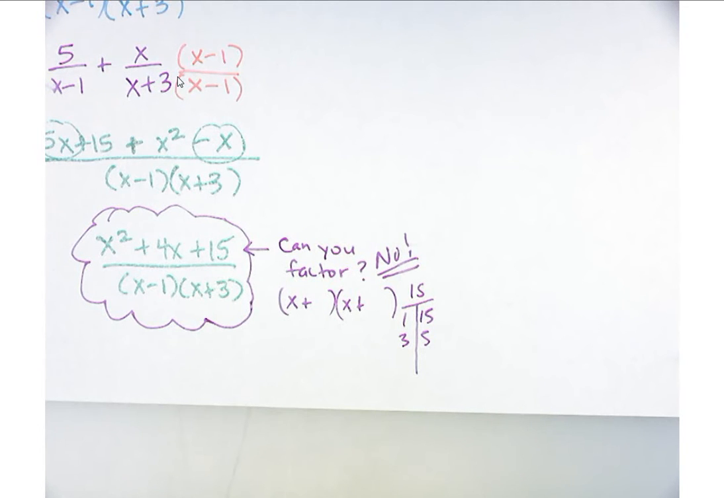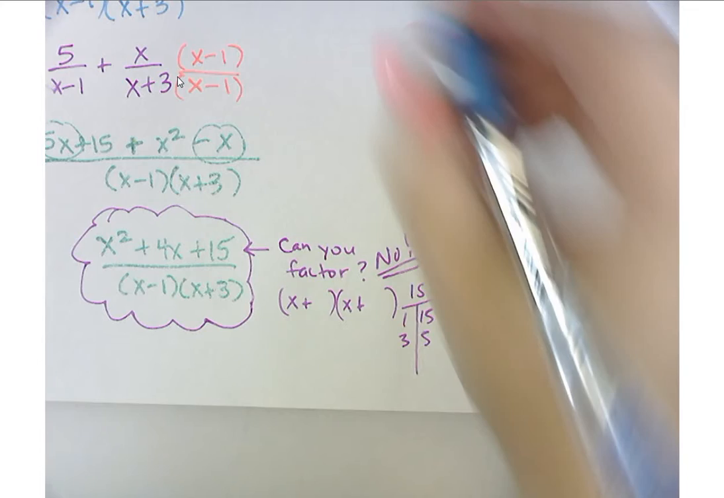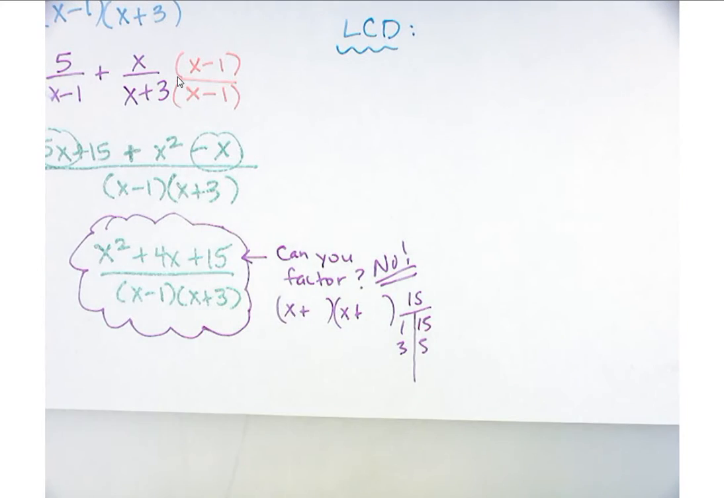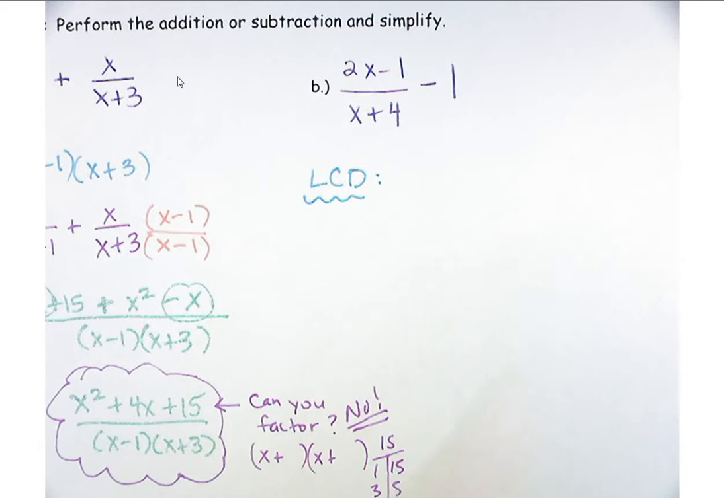Okay, so go ahead and see if you can start part B. So the first thing you want to do is label your LCD. Okay, and Michael, what are you thinking? What's our LCD going to be for this one?